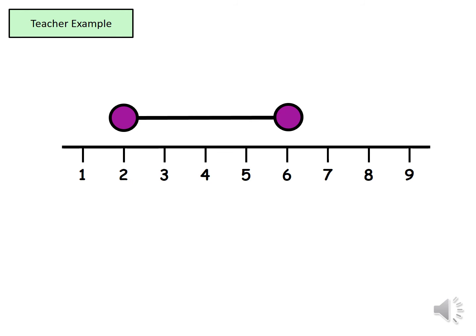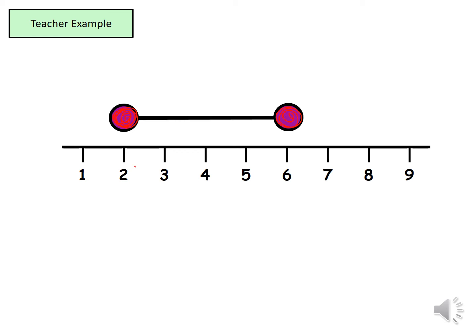We're doing a similar example. However, you can hopefully notice that these are shaded in. They are filled circles. What that means is we are not using greater than or less than. We're going to be using greater than or equal to, or less than or equal to.